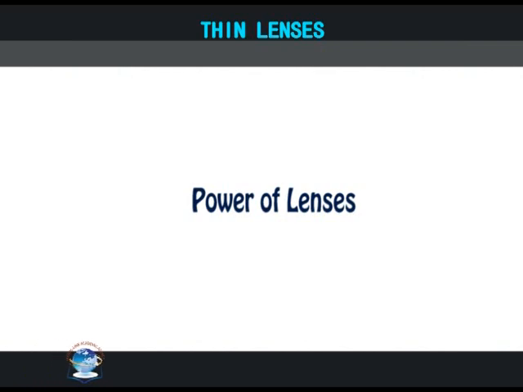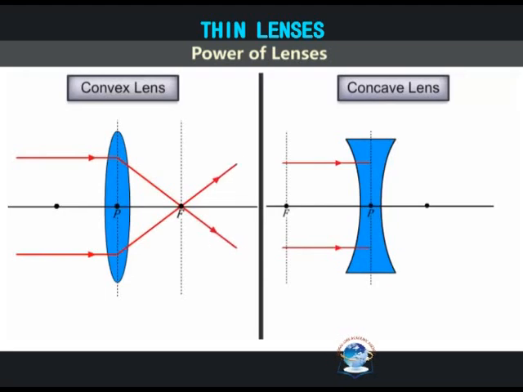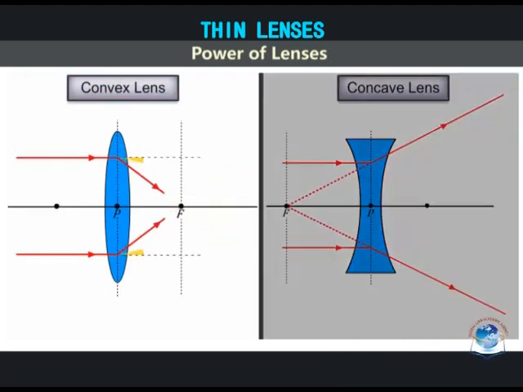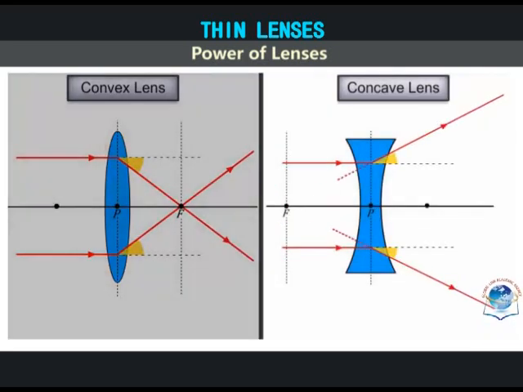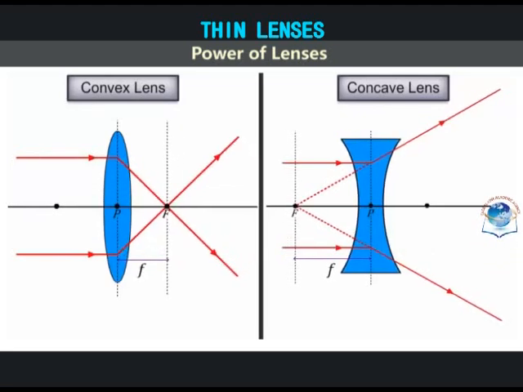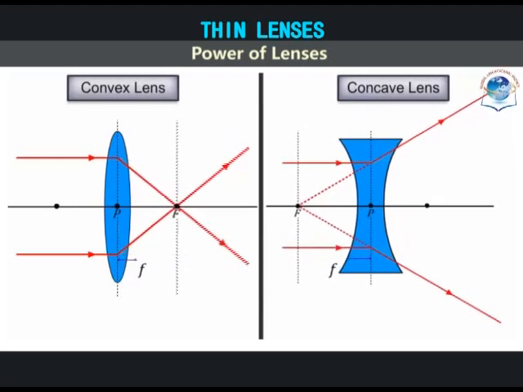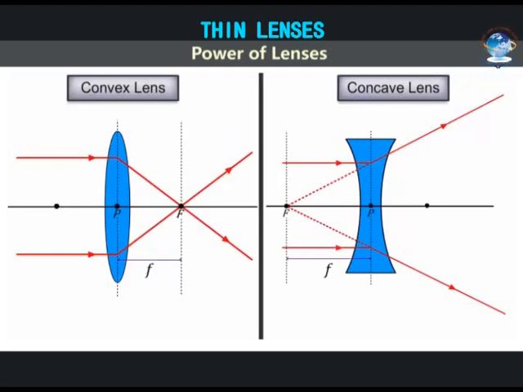So now we move to power of lenses. Now, we know that light rays, when incident on a lens, converge in the case of convex lenses and diverge in the case of concave lenses. The degree of convergence or divergence depends on the focal length of the lens. If the focal length of a lens is small, then the convergence or divergence of light is more. On the other hand, if the focal length is large, then the convergence or divergence is less.